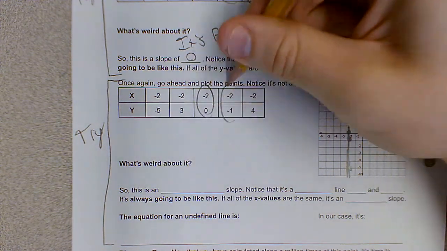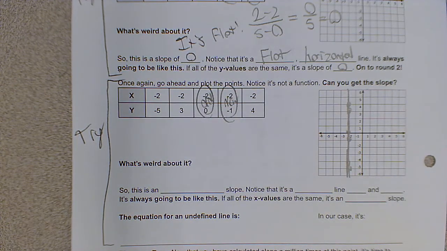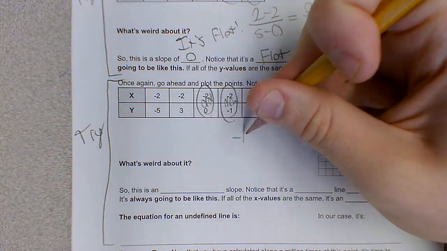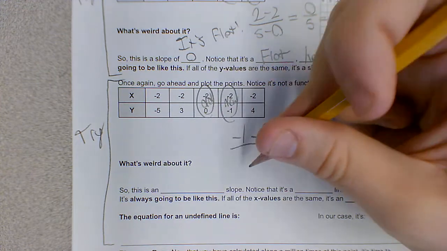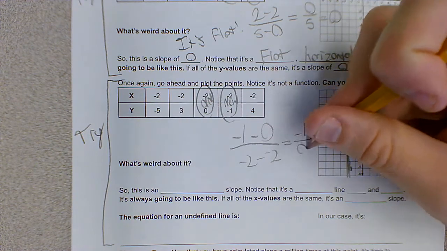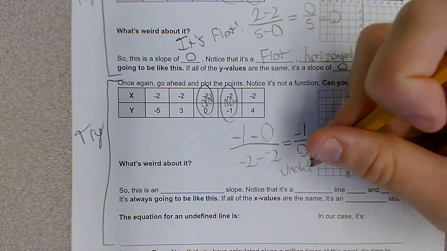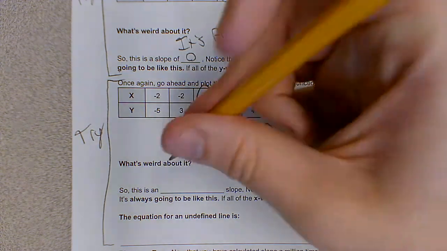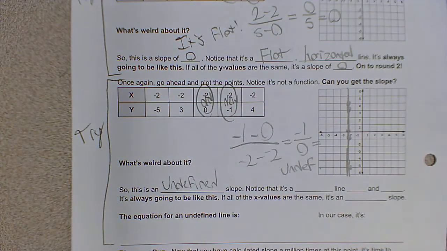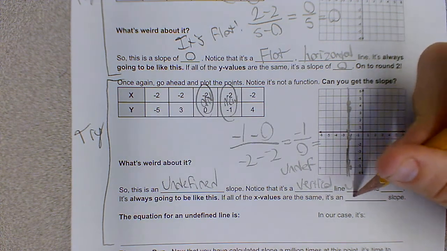Let's go ahead and calculate the slope. I'm going to get my old point, my new point, and then I'm going to go ahead and calculate the formula. So that's going to be negative 1 minus 0 over negative 2 minus negative 2. That's going to be negative 1 over 0, or if you try it in a calculator, it's going to be undefined. That's what this slope is called. It's an undefined slope. That means it's a vertical line up and down.